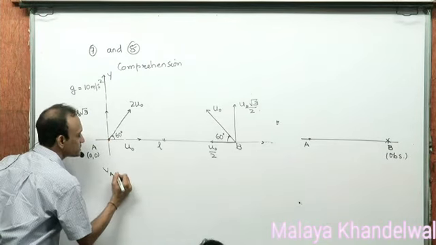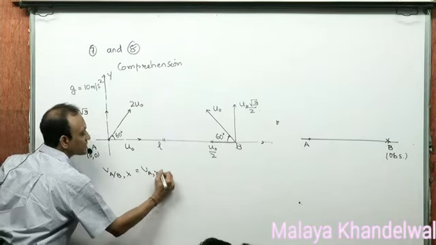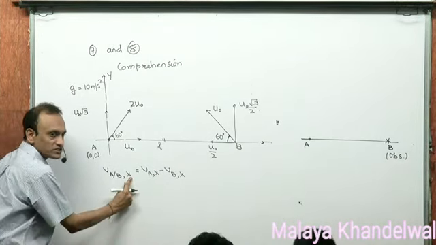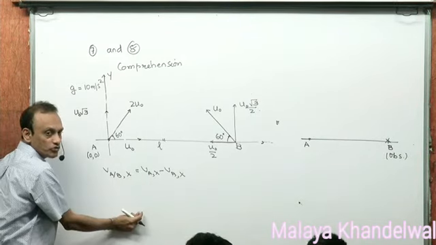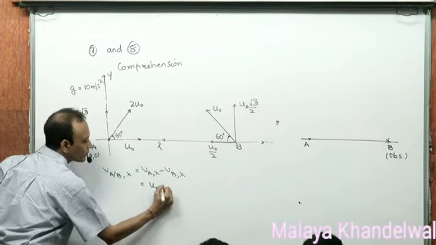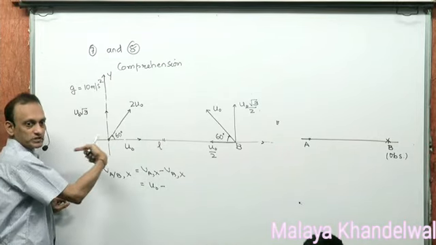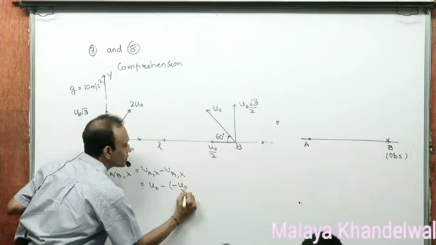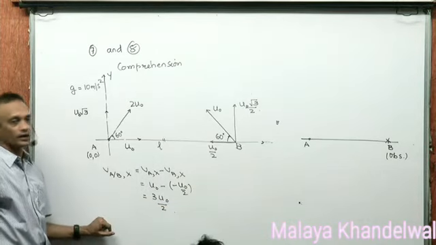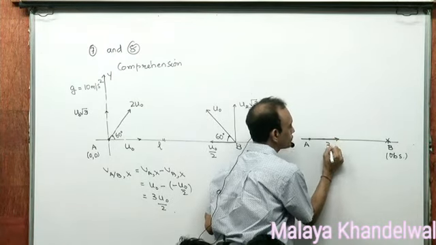Velocity of A with respect to B along the x direction would be what? Velocity of A along the x direction minus velocity of B along the x direction, right? What's the velocity of A along the x direction? U naught. What's the velocity of B along the x direction? Minus u naught by 2, because it's in the opposite direction. So their relative velocity along the x direction is 3u naught by 2, right? So velocity of A along the x direction is 3u naught by 2 as seen by B.